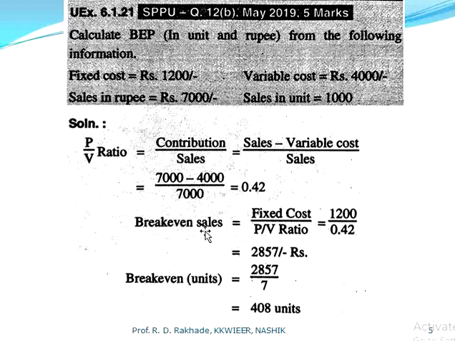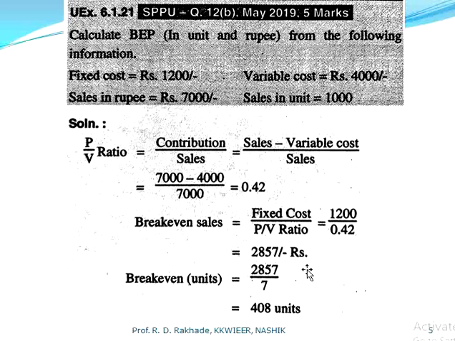If you consider sale at break-even, we use the same formula, and in place of contribution you replace fixed cost. So we have fixed cost 1200 and profit volume ratio 0.42. So break-even sale is 2857, that is 2857 in terms of rupees, but we also want to calculate the break-even point in terms of units.